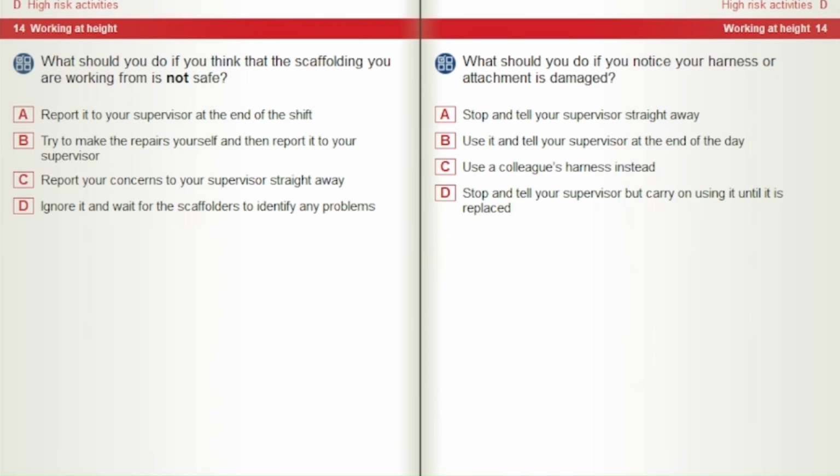What should you do if you think that the scaffolding you are working from is not safe? Report it to your supervisor at the end of the shift. Try to make the repairs yourself and then report it to your supervisor. Report your concerns to your supervisor straight away. Ignore it and wait for the scaffolders to identify any problems.